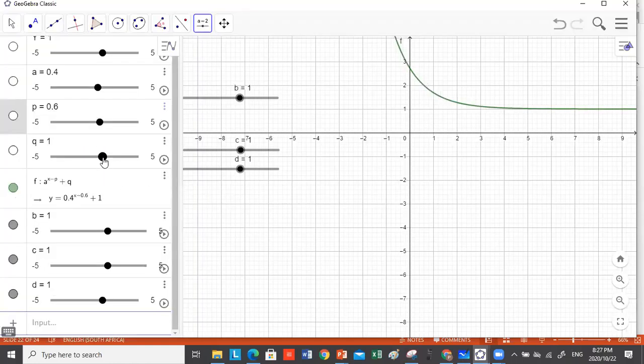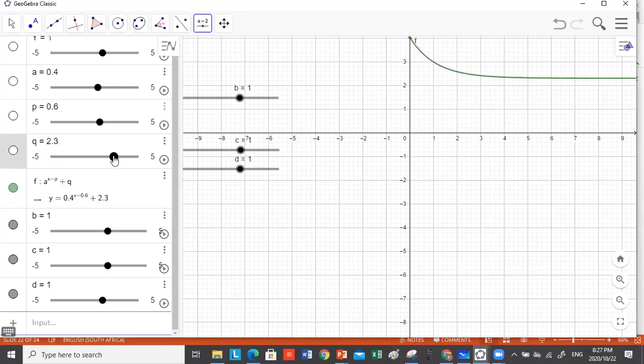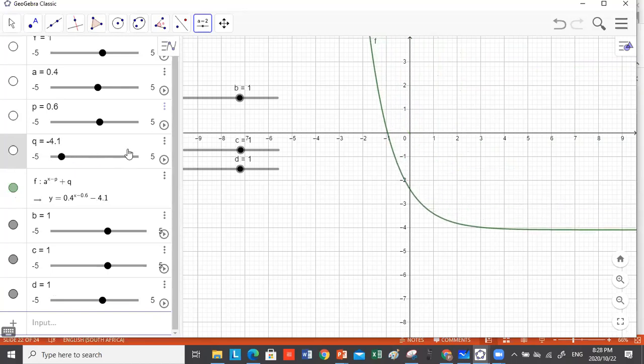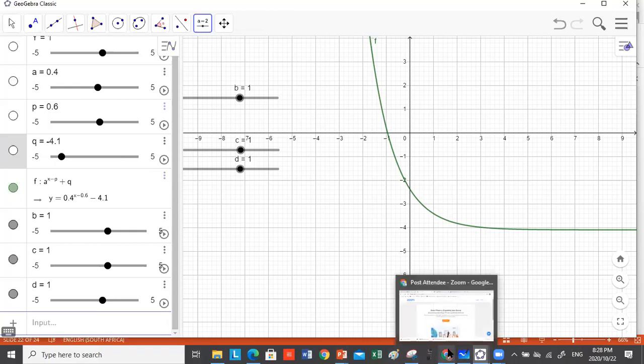Let's look at what happens with the Q. If we are increasing the Q, the function is moving upward. So the learners will begin to see the common properties with all these functions. So now it is very important for us maybe to give the learners some projects where they can explore these things.